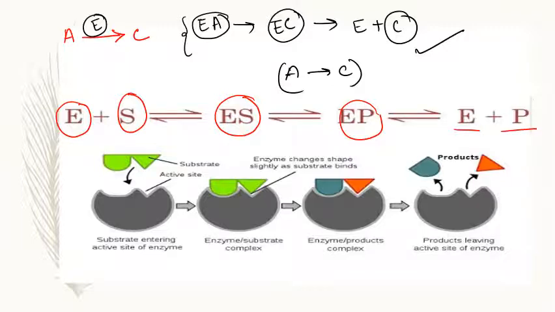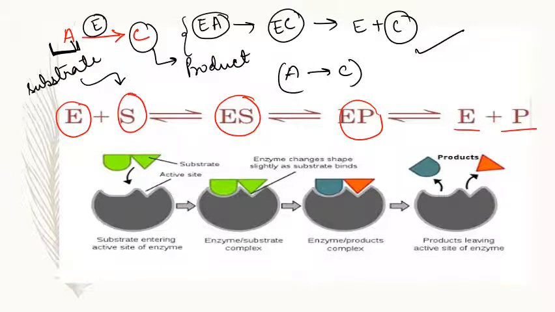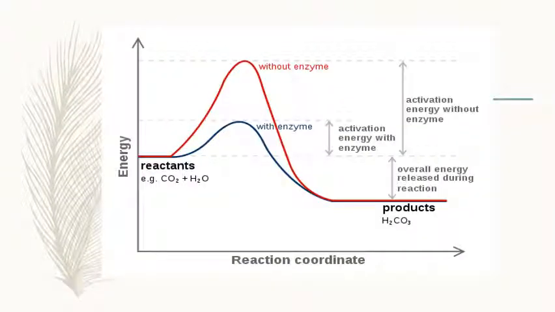So basically, the substances which are present for the reaction, which initiate the reaction, we call it substrate, and that's why we are using S. And this part we call it product, and for product we are using P. Clear everyone? Yes, that is how the reaction takes place.